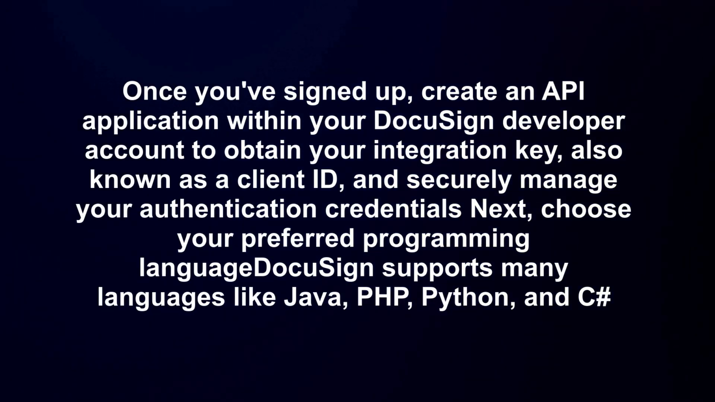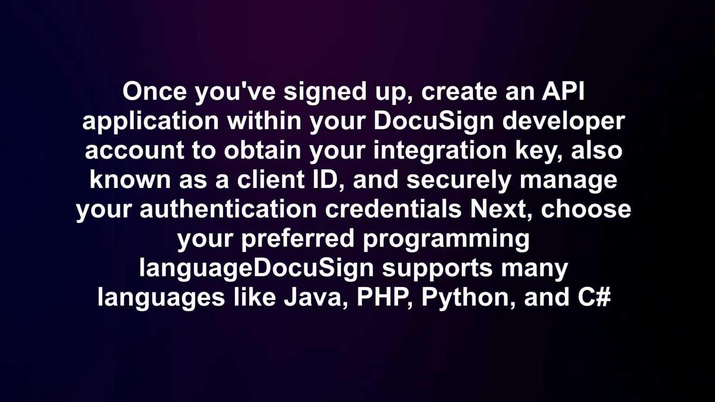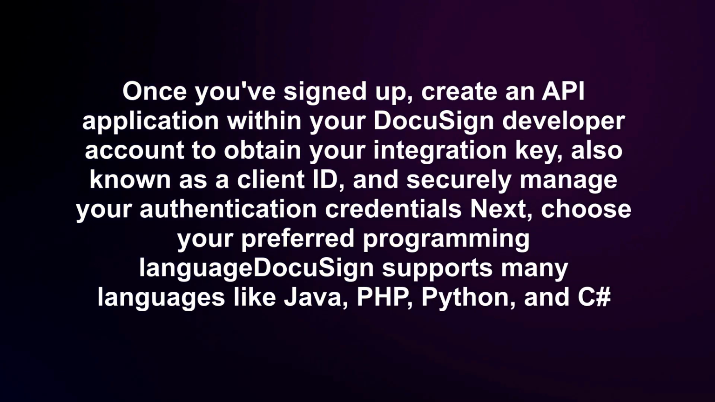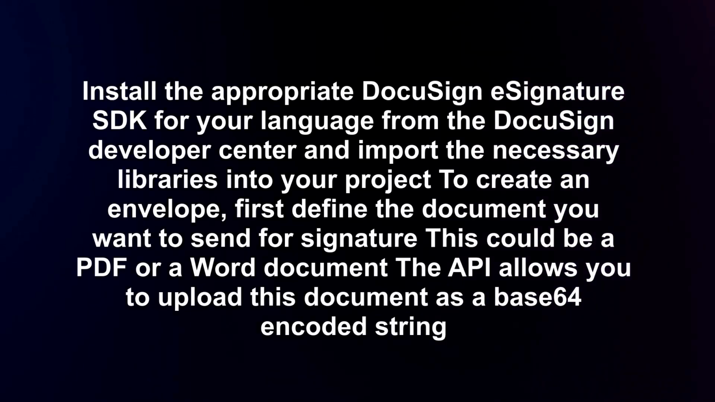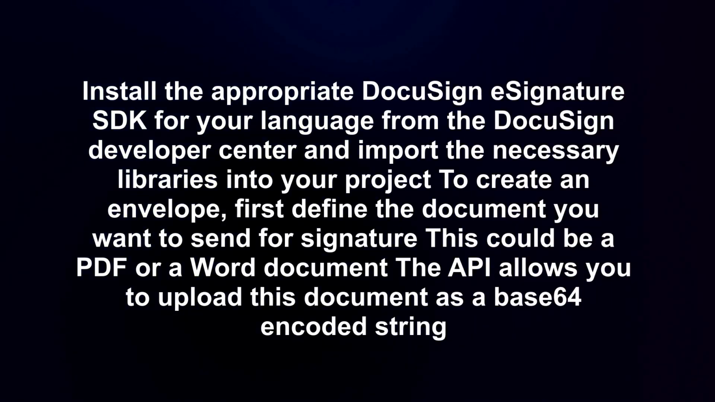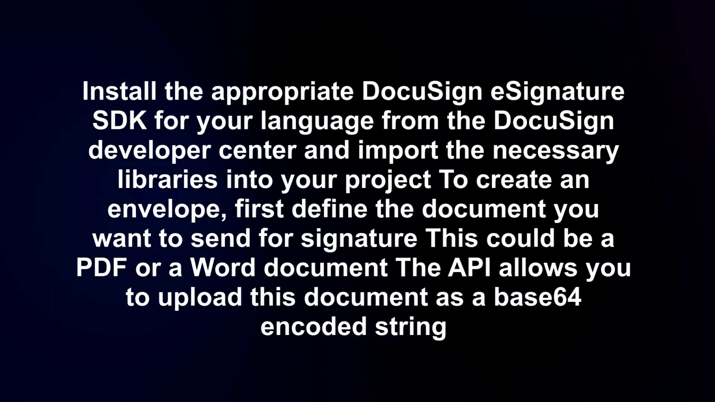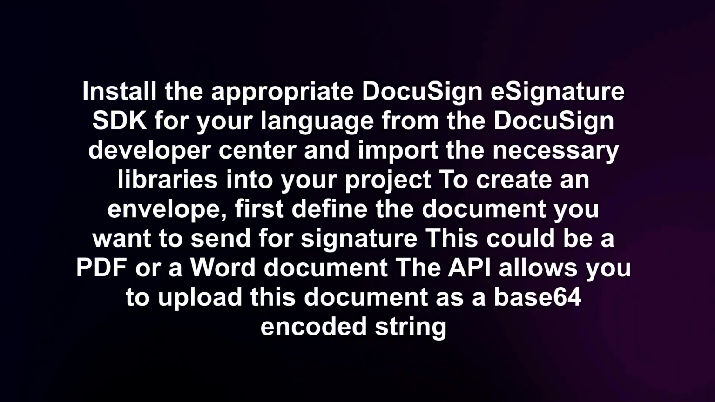Next, choose your preferred programming language. Docusign supports many languages like Java, PHP, Python, and C#. Install the appropriate Docusign Signature SDK for your language from the Docusign Developer Center and import the necessary libraries into your project to create an envelope.